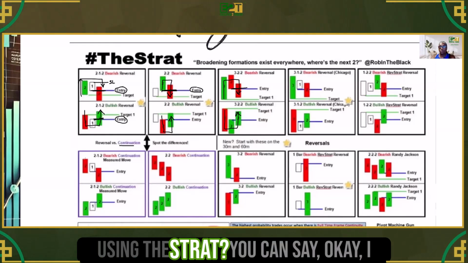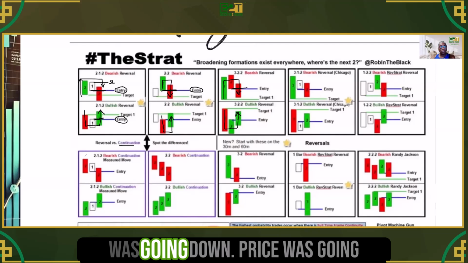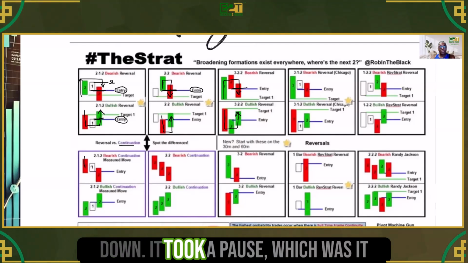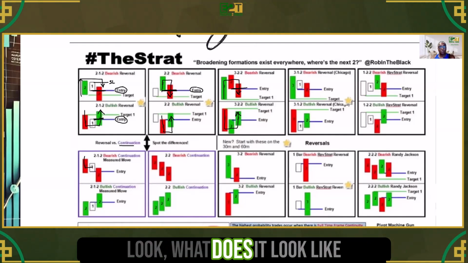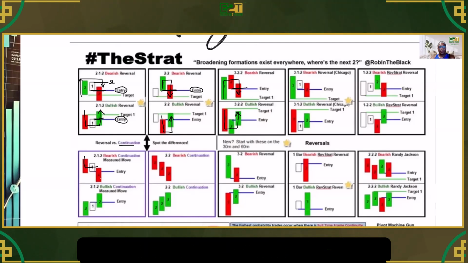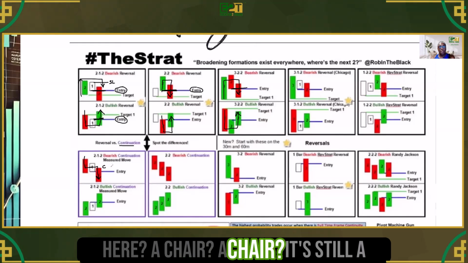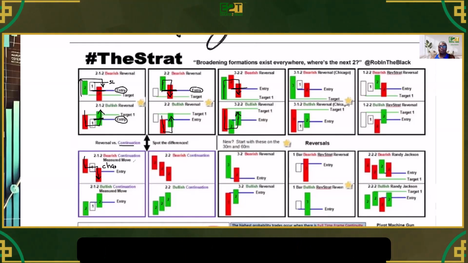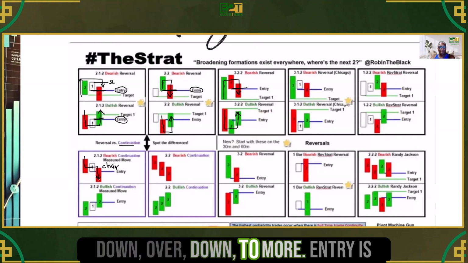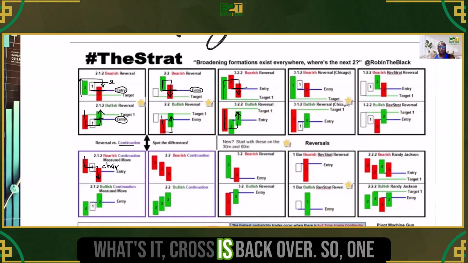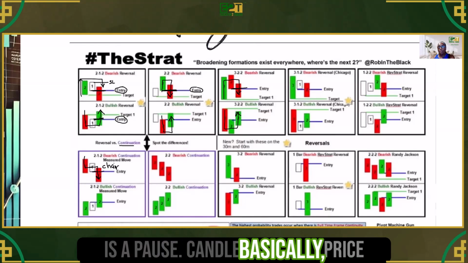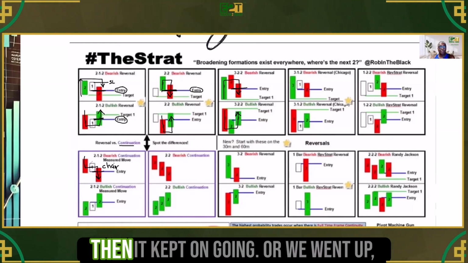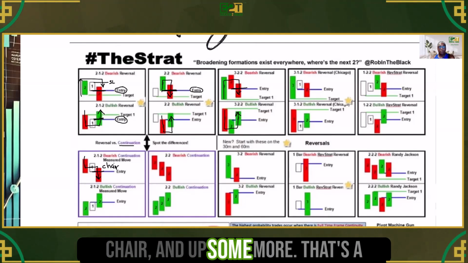Well, if you're using the strat, you can say, okay, price was going down. It took a pause, which, what does it look like for us? What if we use this here? A chair. A chair is still a chair. Down, over, down some more. Entry is once it crosses back over. So one is a pause candle. Basically, price just paused and took a break, and then it kept on going. Or we went up, chair, and up some more.